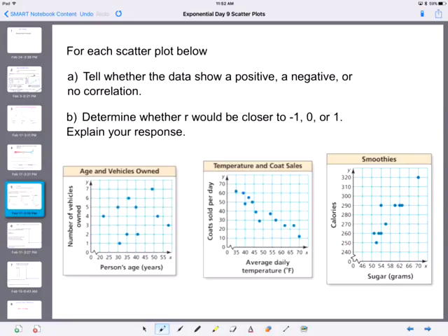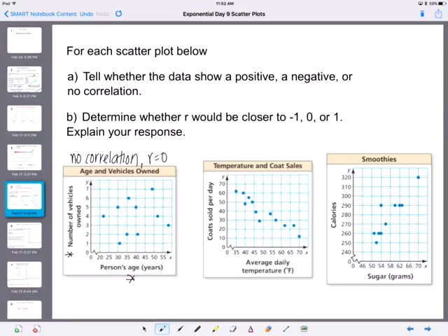So looking at our first graph, talking about the age of a vehicle owned, they compare the two data points, the number of vehicles owned to the person's age. And you can see that the number of vehicles owned compared to the person's age, all of our points are all over our graph. So we would say this has no correlation. And our R, or our correlation coefficient, would be 0 because it does not form any type of a line.